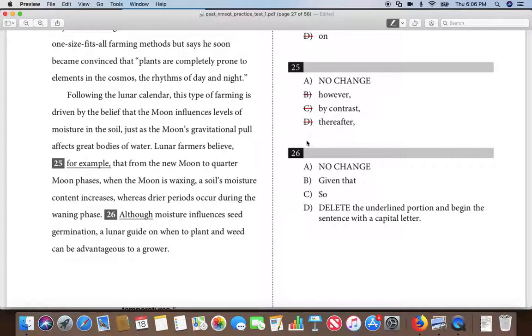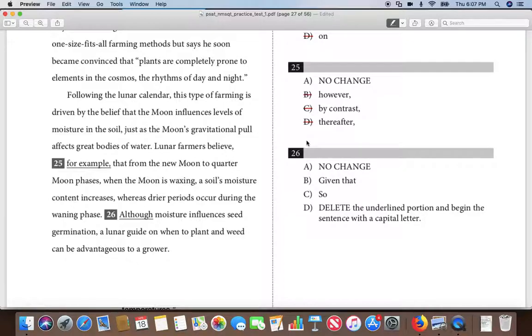Let's do, Ava, you are up next. Go take it from question 26. Although moisture influences seed germination, a lunar guide on when to plant seed and weed can be... Oh, sorry, I think I wrote that wrong. Okay. Although moisture influences seed germination, a lunar guide on when to plant seed and weed... Did you finish that, Ava? I think you're cutting out just a little bit. I wouldn't say A. I would probably say given that.